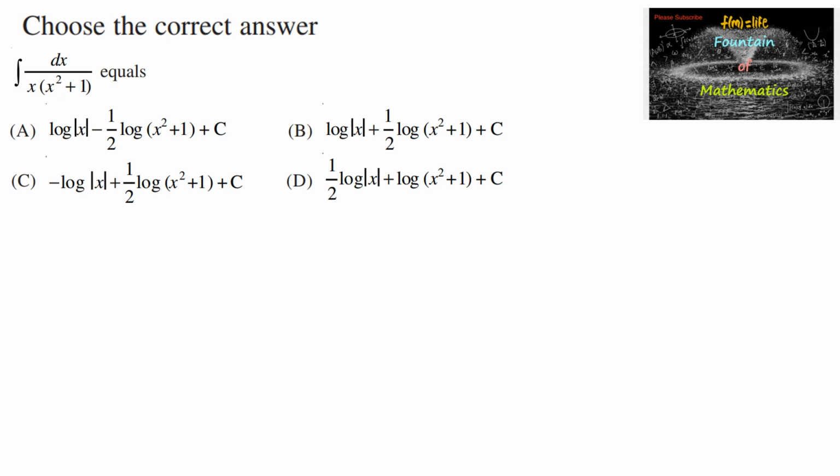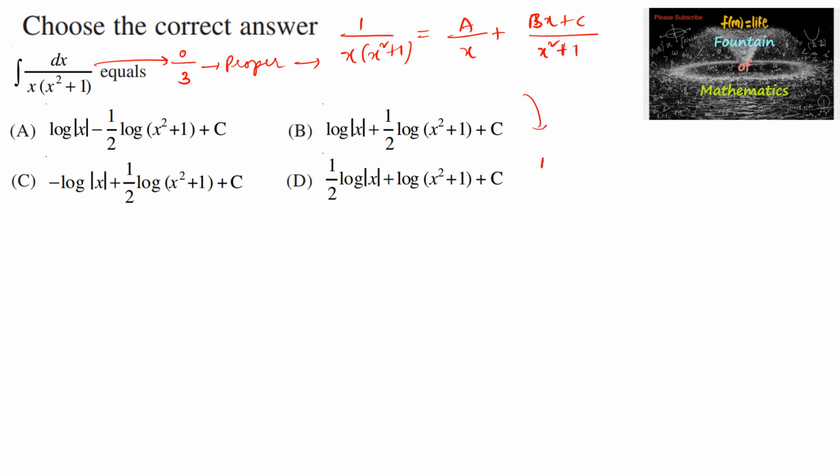Integral 1 upon x times (x square plus 1) dx. So we can see that the numerator degree is 0 and denominator degree is 3, which is a proper fraction. So we can write 1 upon x times (x square plus 1) as A upon x plus (Bx plus C) upon (x square plus 1). Since x square plus 1 is an irreducible second degree polynomial, we write Bx plus C in the numerator.